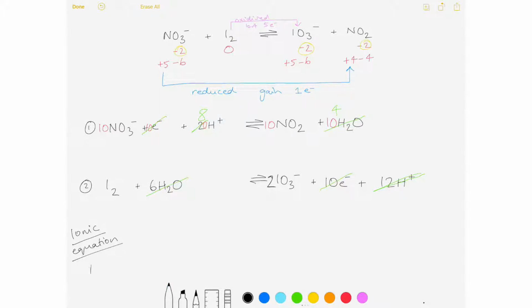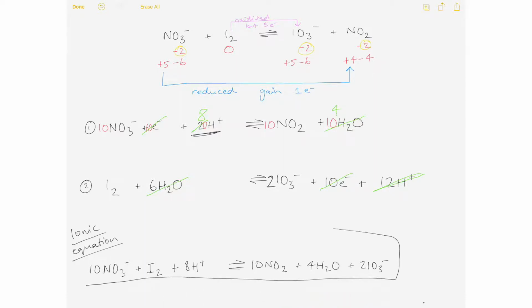Let's combine everything together. We get 10 NO3 minus. There's nothing else at the top. Add the bottom half equation reactants, iodine. In fact, I tell a lie, there are 8 H plus ions here, which can be added. And that makes 10 nitrogen dioxide molecules. We're left with 4 water molecules, 2 iodate ions, and that is the entire equation balanced.